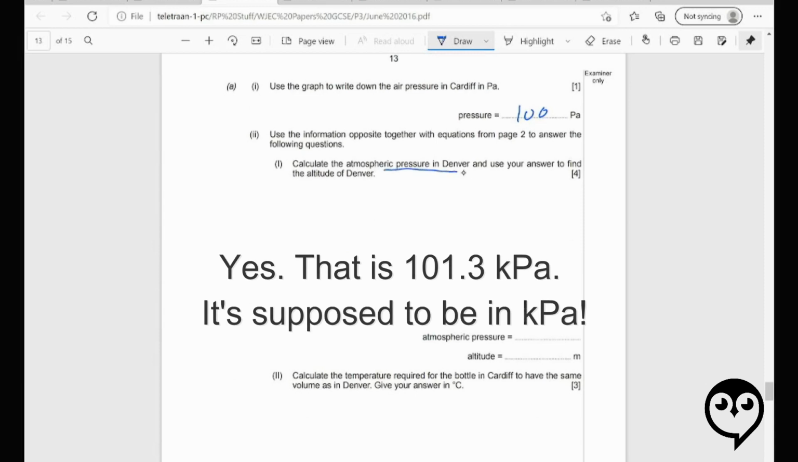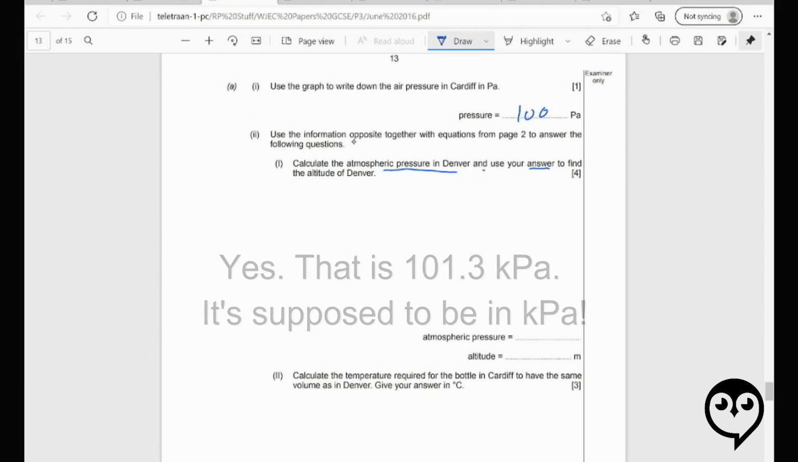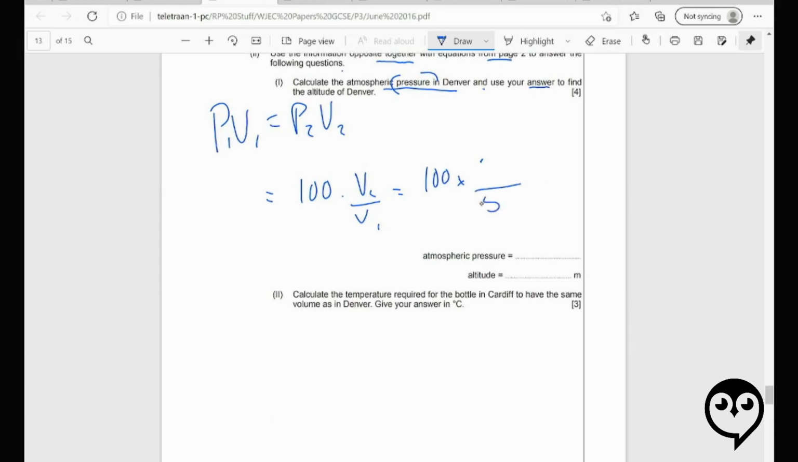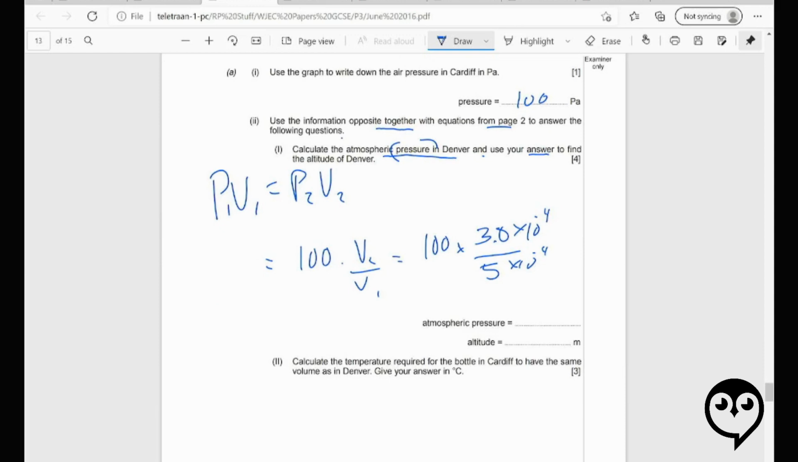Calculate the atmospheric pressure in Denver and use information. Yeah, okay. Is this a Boyle's law? I feel it might be. Calculate the pressure in Denver. What was the pressure before? Okay, we've got 100 kilopascals now, right? So Denver was originally 5 times 10 to the negative 4. Cardiff is 3.8 times 10 to the negative 4. Right, I hope this makes sense.